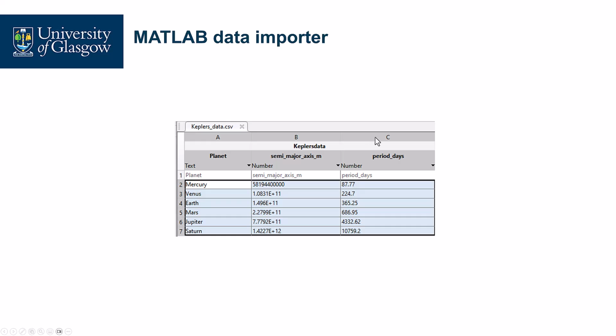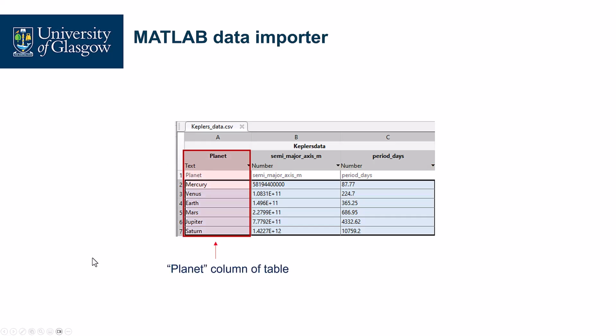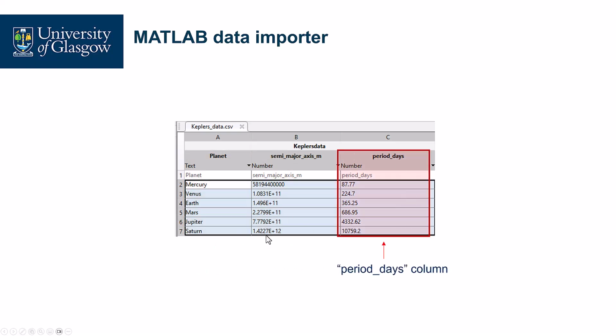Here we look closely into the data that MATLAB found, right? These are the column names found in the file: the planet, the semi-major axis underscore m, the period underscore days. These are the column names. And these are the data types found for these columns. We can see this is text, and these are numbers, right? So this is the planet column, this is the second column, the third column. All of them are there.